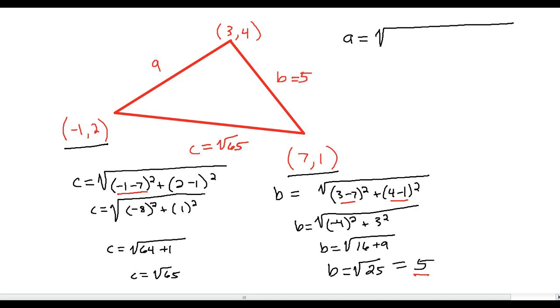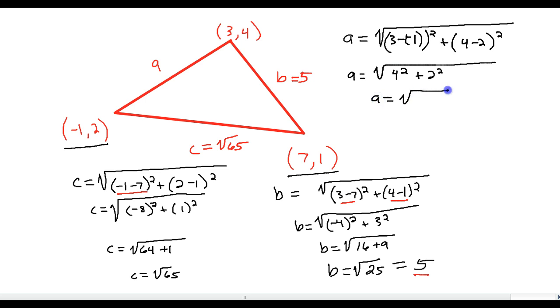So I want to now actually go through the other one with you. So to find A, I need to subtract 3 minus a -1, and that whole quantity needs to be squared. And then 4 minus 2, that is squared. So 3 minus a negative 1 is 4. So I've got 4 squared plus 2 squared. So A is the square root of 16 plus 4, which is the square root of 20.